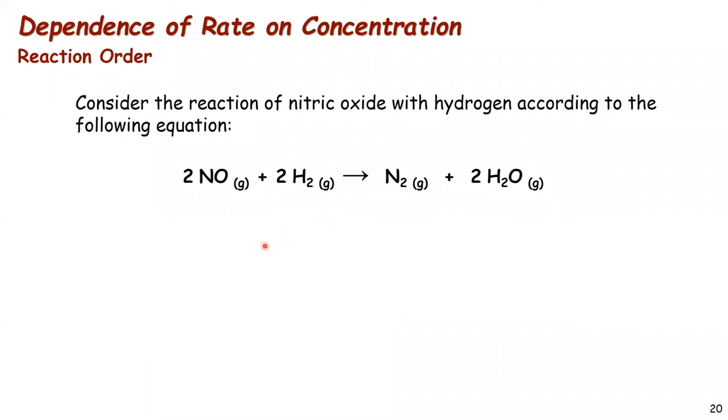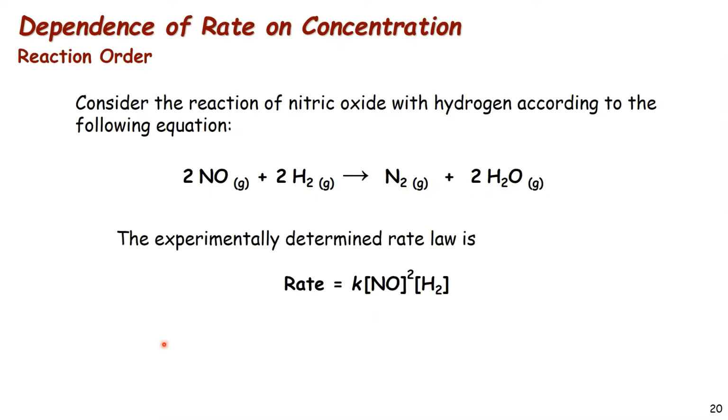Okay, so let's consider the reaction this time of nitric oxide with molecular hydrogen to form molecular nitrogen and water vapor. The experimentally determined rate law is rate is equal to k, the reaction. Oh Lord, I've lost my mind.